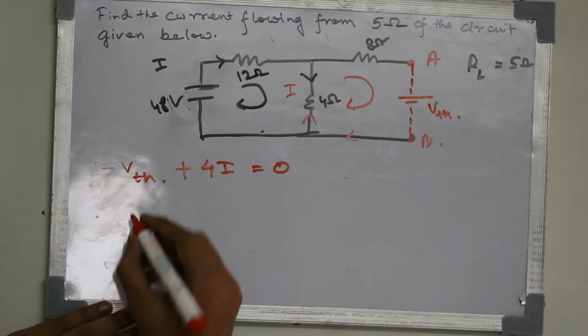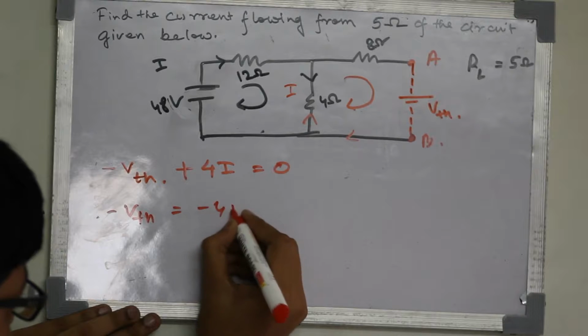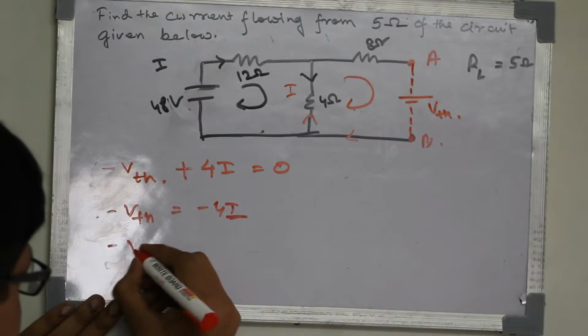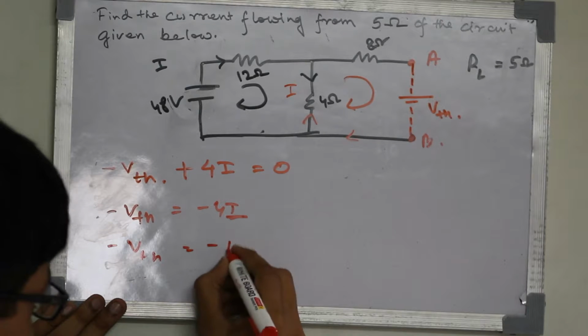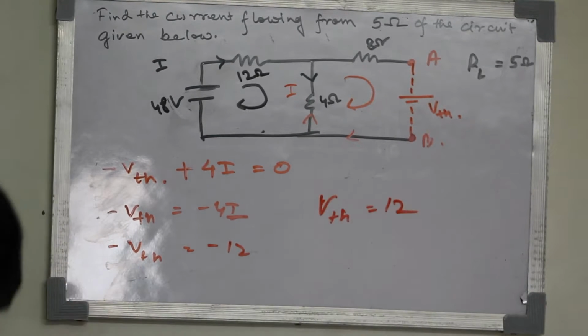So minus VTH equals to minus 4I. We know that the value of I is 3. So minus VTH equals to minus 12. So VTH equals to 12.